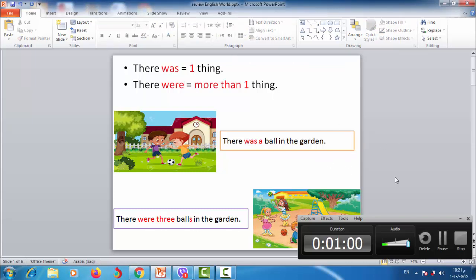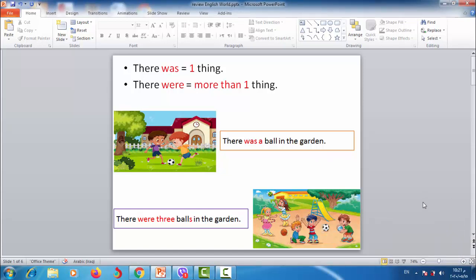Just like this example, there was a ball in the garden. Only one ball, a ball. This a means one ball. That's why we use was instead of were. You cannot say there were a ball in the garden because, as we said, there was is used for only one thing. As you see in this picture, there's only one ball.